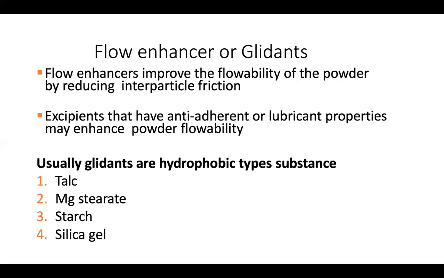So they need a flow enhancer or glidant to speed up the movement and improve flowability. You need some enhancer or glidant to add in that powder. What do they do? Flow enhancers improve the flowability of the powder by reducing interparticle friction. So excipients that have anti-adherent or lubricant properties may enhance powder flowability. So what is anti-adherent or lubricant, add करेंगे. कौन से, which type of glidant you have to use?